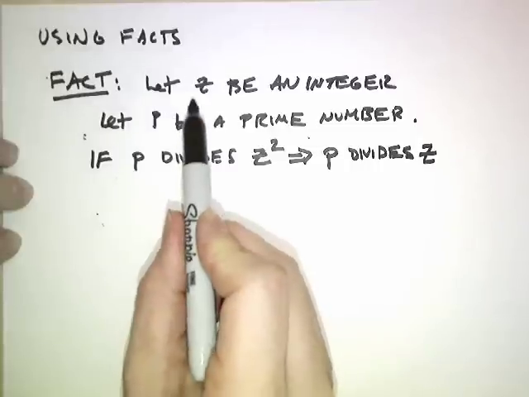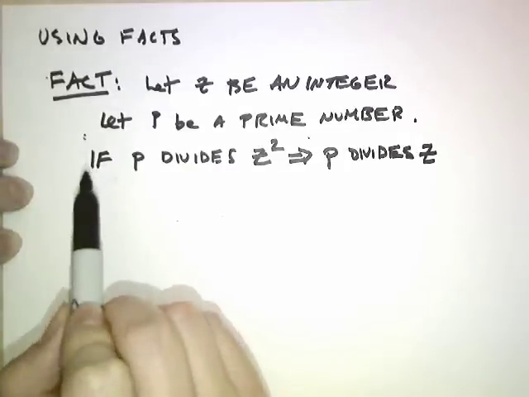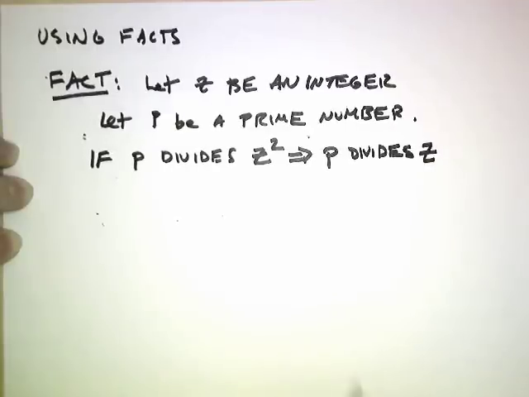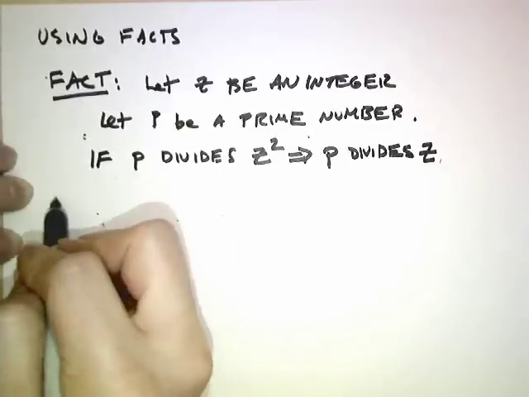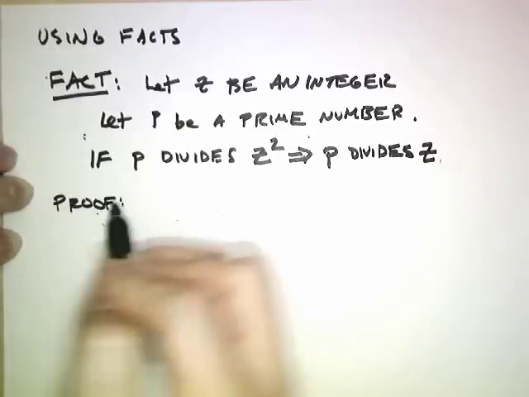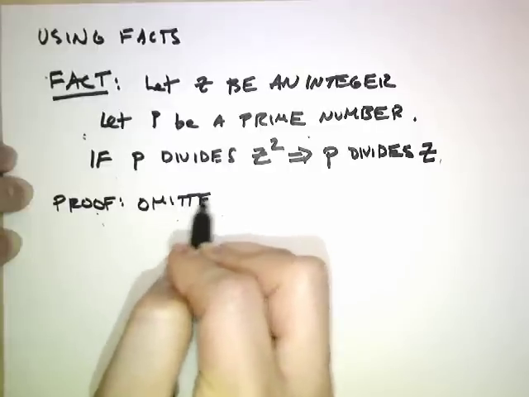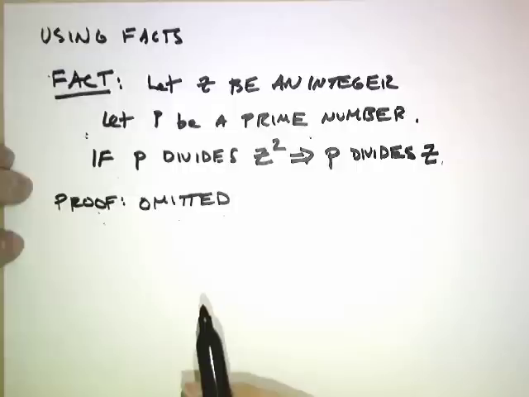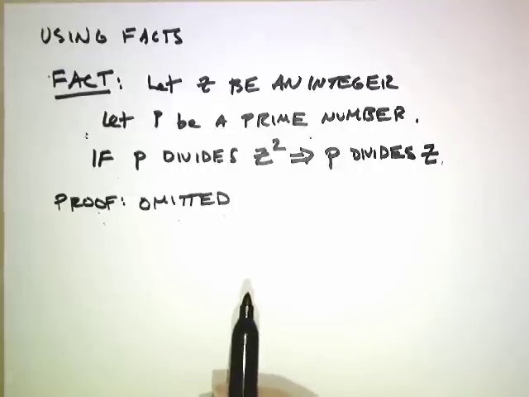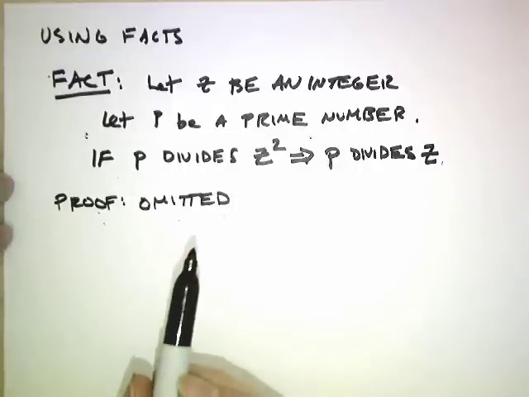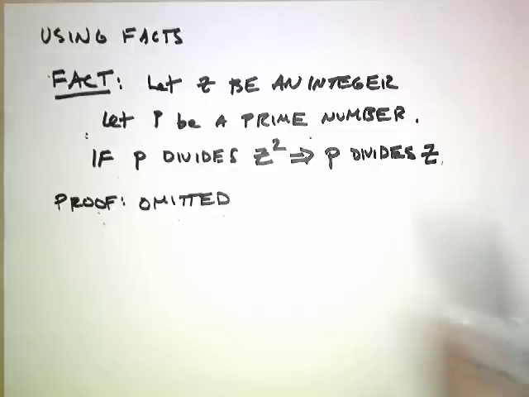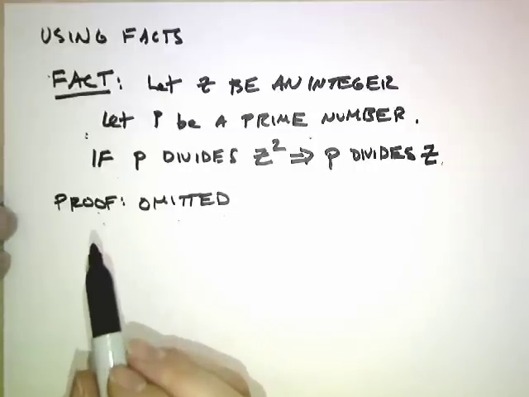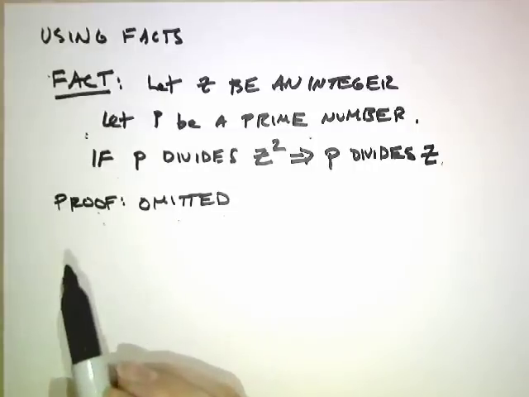Okay, so again, take any z that's an integer, square it. The fact is, if p divides z squared, then p divides z. Okay. So I'm not going to prove it. One proof uses the fact that every integer can be uniquely factored into products of primes, but I don't want to get into that. So I'm just going to say, take this on faith that it's true, and I'll let you use it if you want to prove any other interesting theorem.